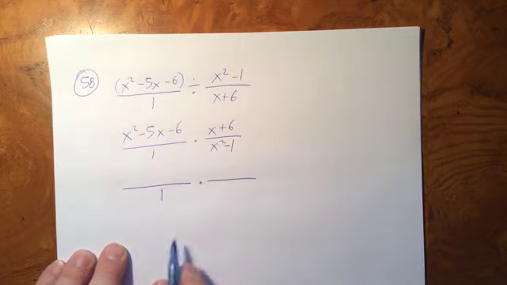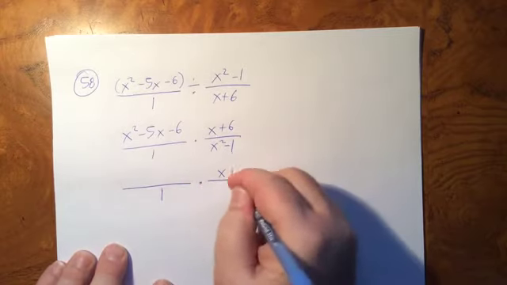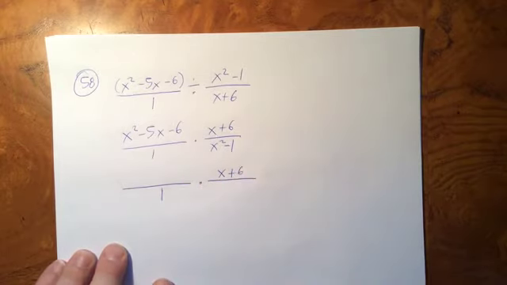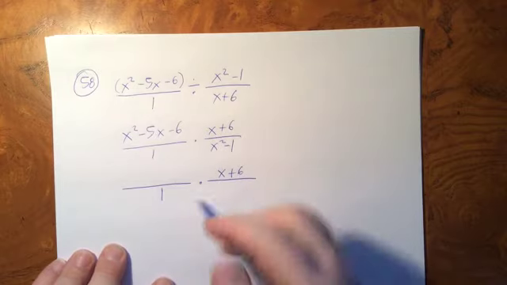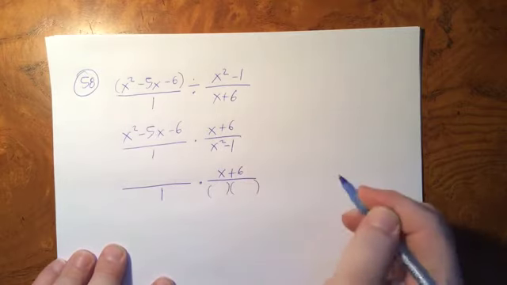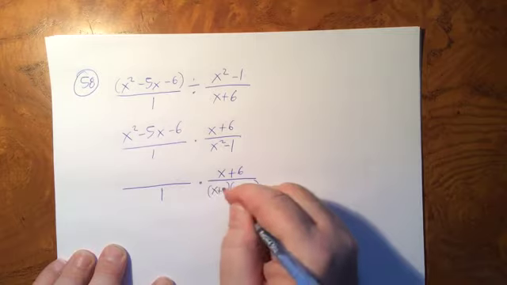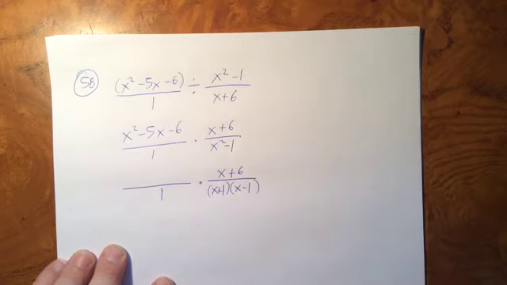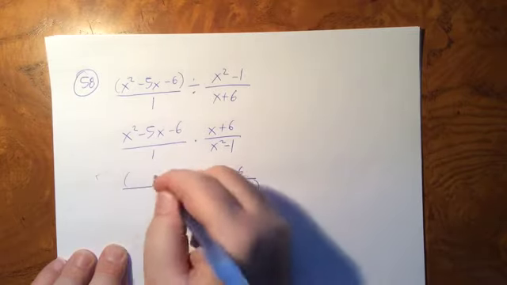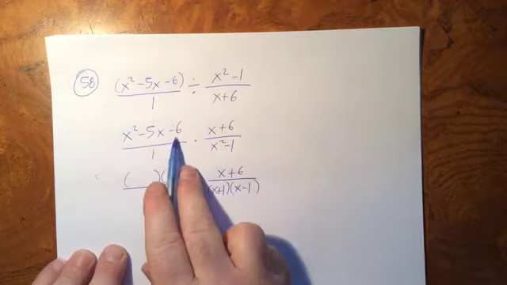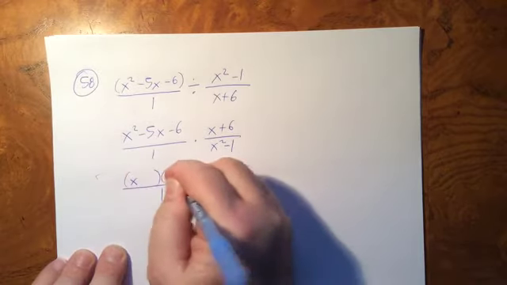Well, 1 I can't do anything with. X plus 6 is in its simplest form. X squared minus 1, that is the difference of perfect squares, which I can write as x plus 1 and x minus 1. And then x squared minus 5x minus 6, I can write these factors.